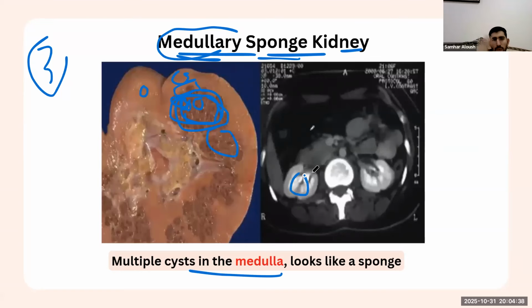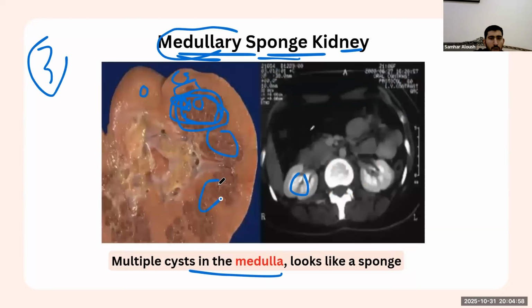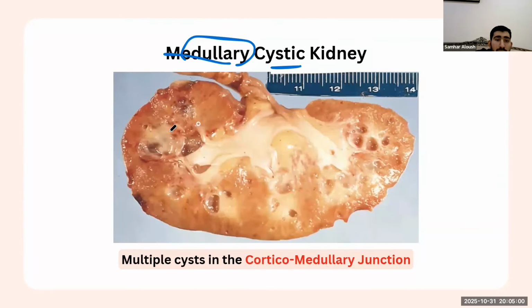That's what I want you to know. This picture shows that medullary sponge kidney affects the medulla only. It doesn't affect the cortex or the junction, only the medulla. On the other hand, we have medullary cystic kidney. From the name it's also medulla, but it's not a sponge because there aren't many cysts in the medulla that look like a sponge. Here it looks like a sponge. Here no. And second, it's not in the medulla, it's in the corticomedullary junction.